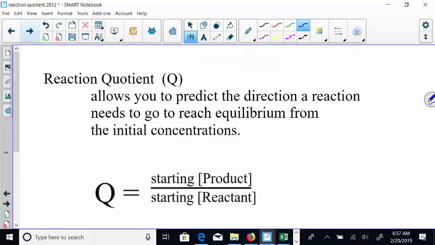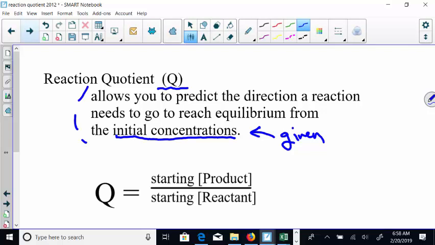And the way that we do that is with something called a reaction quotient. Now, the symbol for reaction quotient is going to be the capital letter Q. And essentially what it does is this. It allows us to predict a direction that a reaction needs to go to reach equilibrium when we are given the initial concentrations. So now these are what are given. And we can find out which way a reaction would need to shift, either left or right from that.